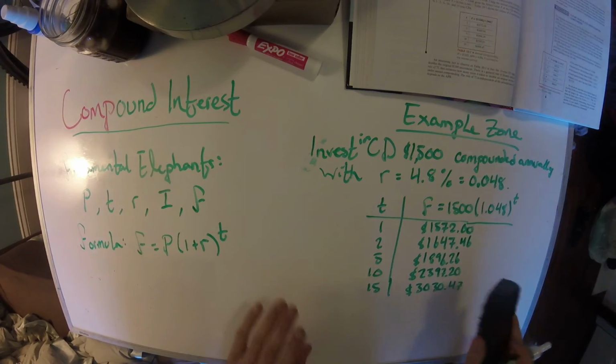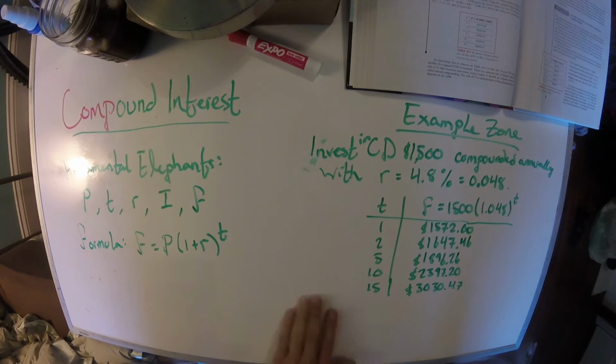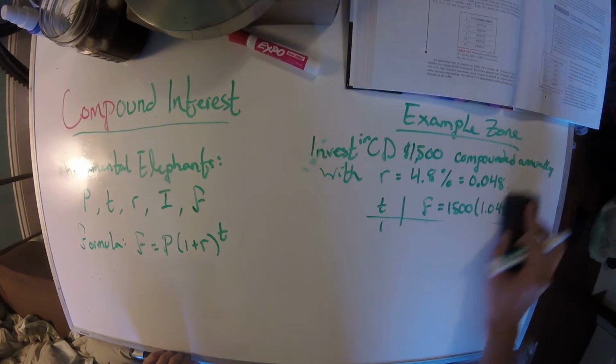Okay, so now I'm just going to change up this problem a little bit so I can show you some quick examples of how to solve for various parts of this compound interest story, because it becomes a little bit harder than with simple interest. So, erasing this table.